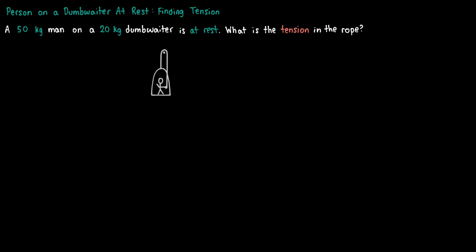In case you don't know what a dumbwaiter is, it looks like this, basically a person on a platform holding themselves up by holding the opposite end of the rope. Let's go ahead and draw a free body diagram.